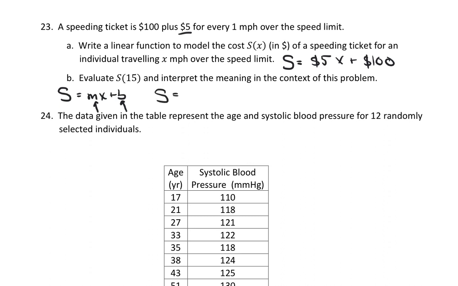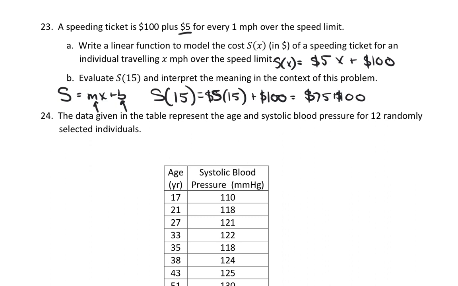Then we just simply put in 15. So, let me write it like this, S of X, and then S of 15 is equal to 5 times 15, which is going to be equal to $75 plus $100, equal to $175.